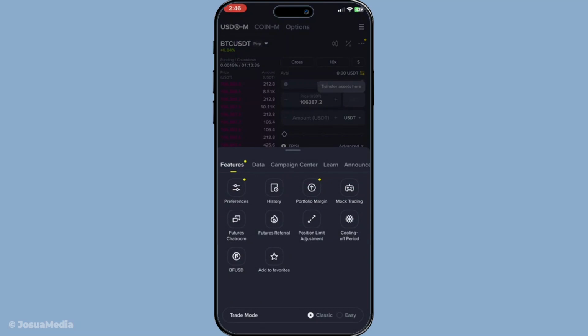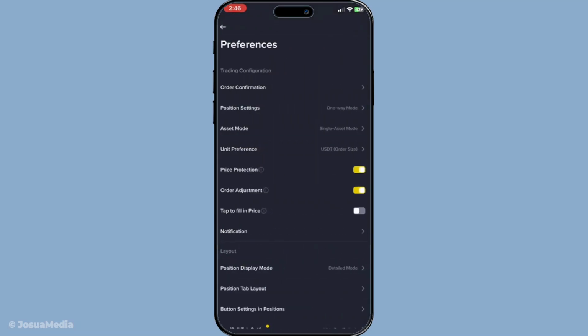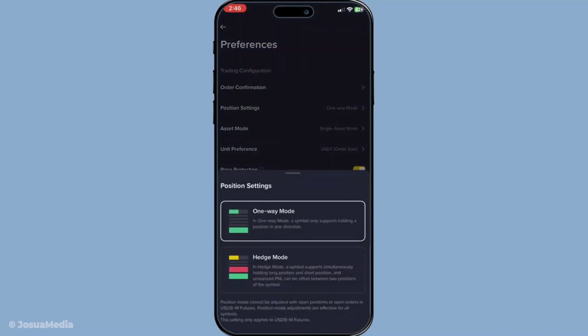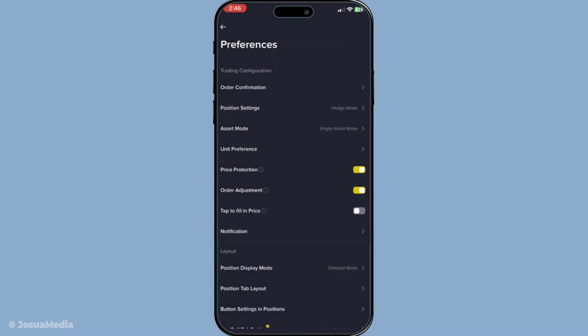Now, under the section titled Position Settings, you'll see an option to select Hedge Mode. This particular setting is incredibly useful as it permits you to hold both long and short positions on the same trading pair. Essentially, it gives you the flexibility to go both ways with your trades, which is perfect for hedging against market volatilities. With hedge mode activated, let's choose a specific crypto pair.